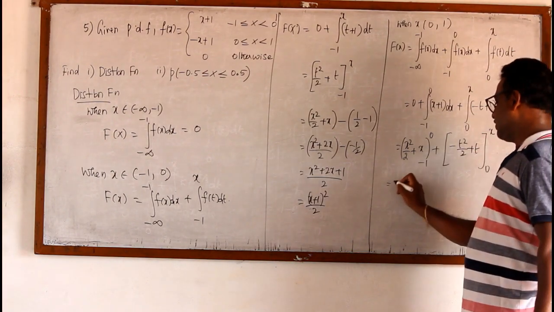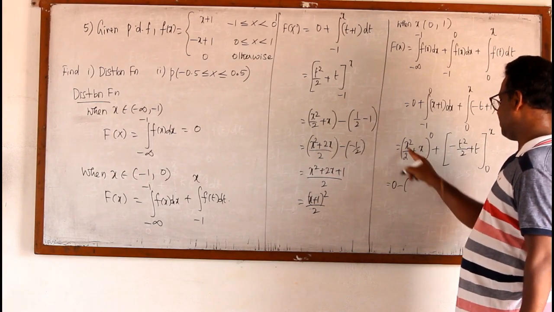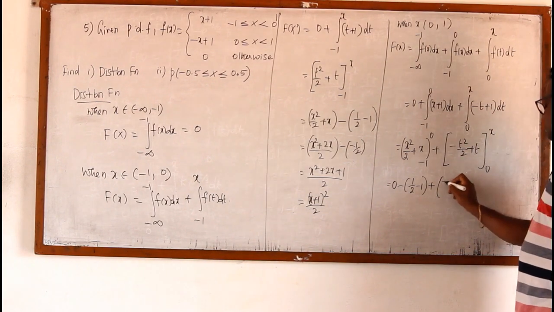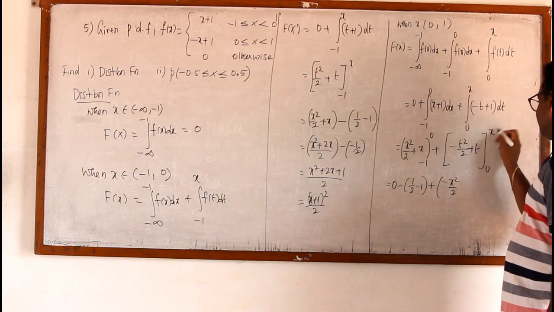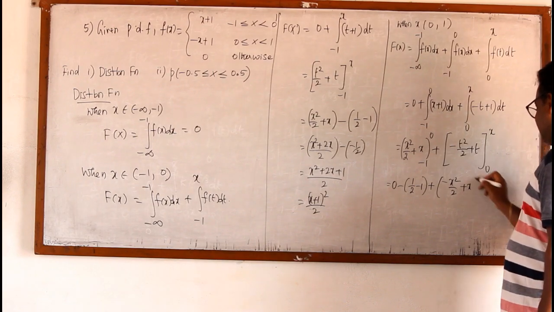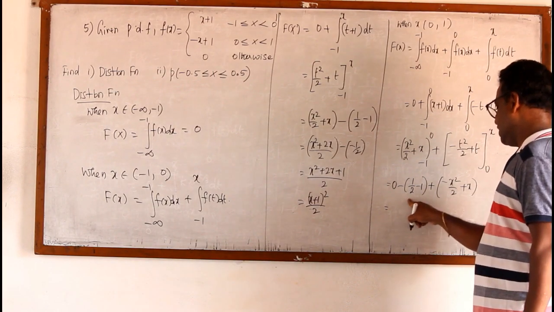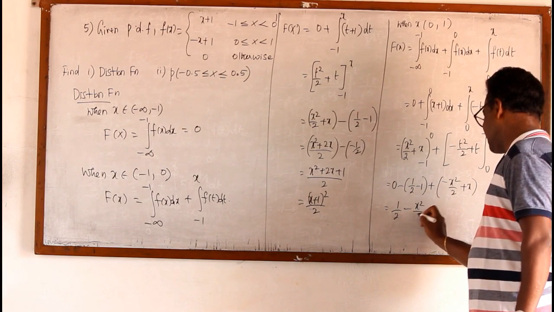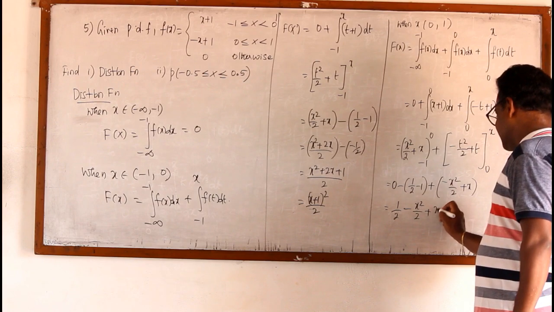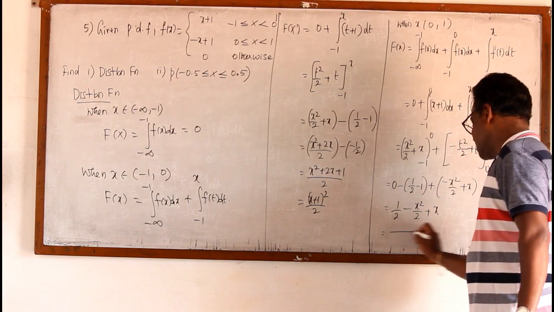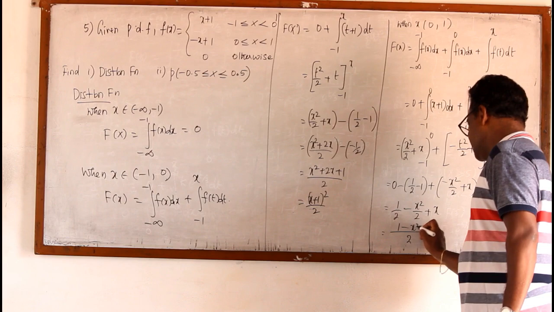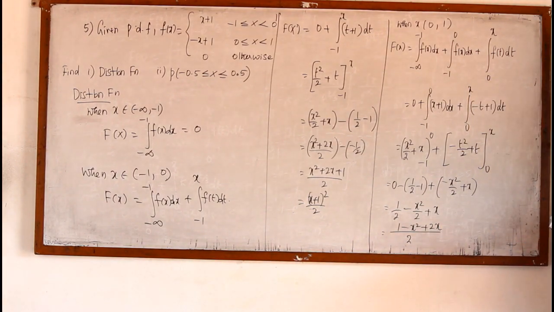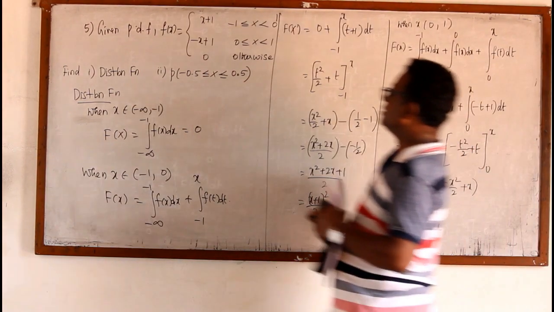When I apply 0, everything becomes 0. Minus, when I apply minus 1, it is plus 1 by 2 minus 1. Plus, when we apply x, it is minus x squared by 2 plus x. The lower limit is everything 0. It is minus 1 by 2, so plus 1 by 2, minus x squared by 2 plus x, isn't it? Now when I take the LCM as 2, it is 1 minus x squared plus 2x, all over 2. This is for 0 to 1.